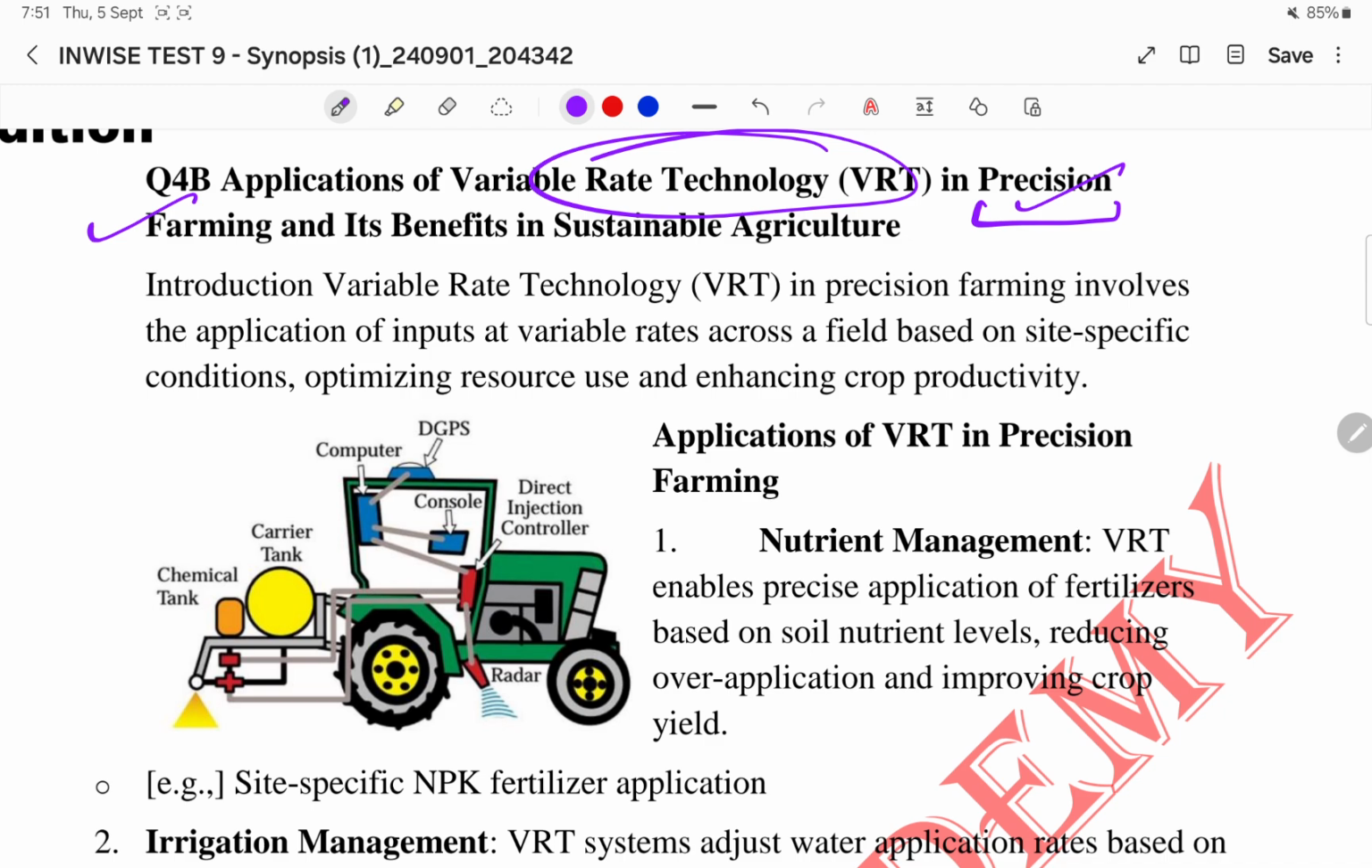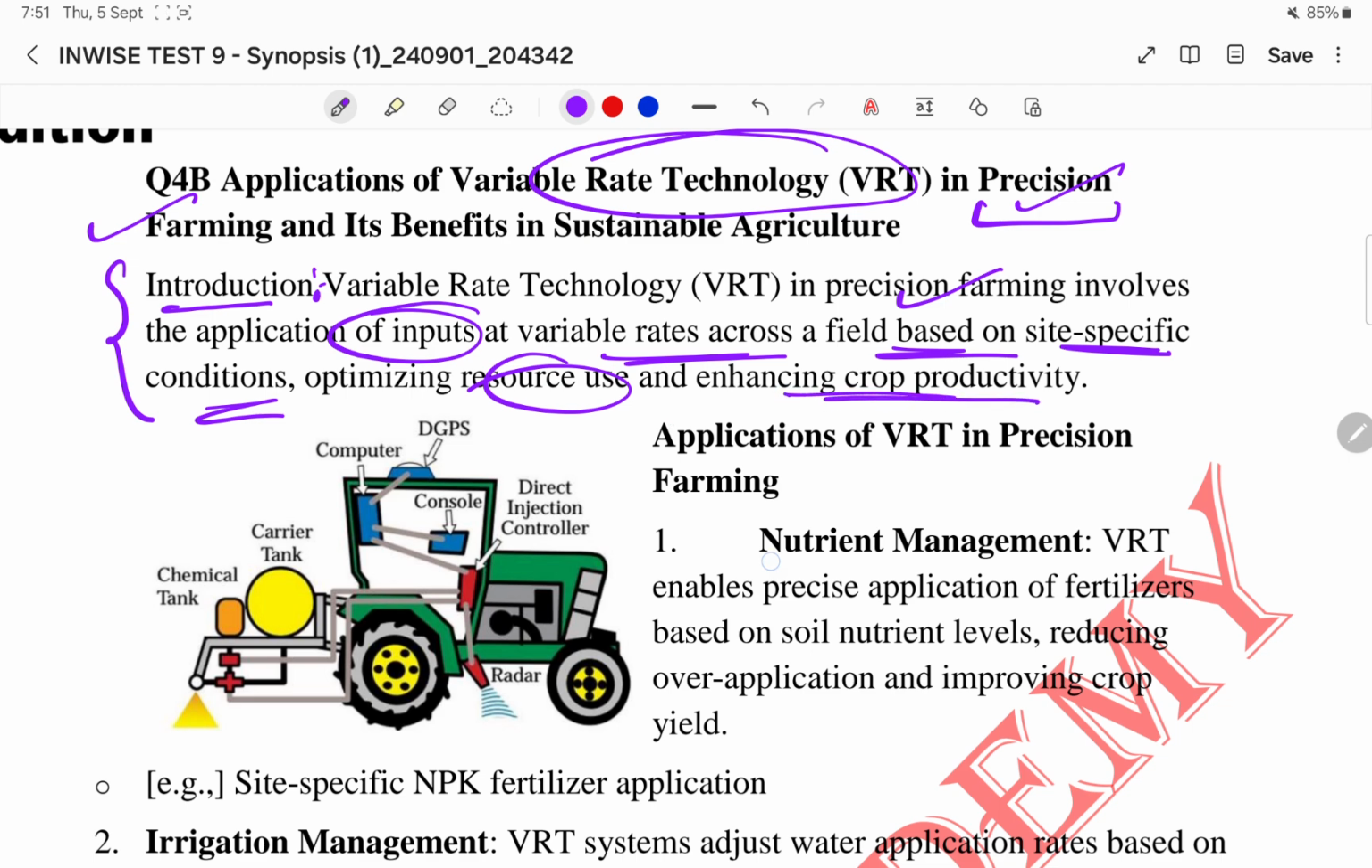Okay, fine. So come to the question, VRT. VRT in precision farming involves the application of inputs at variable rates across the field based on the site-specific conditions, optimizing resource use and enhancing crop productivity. Name itself says so.